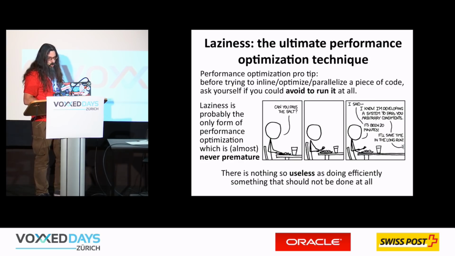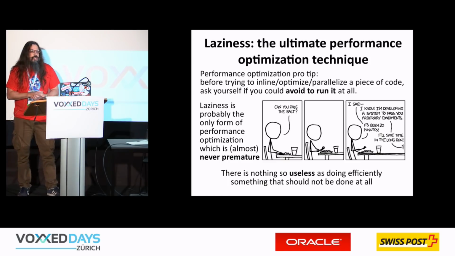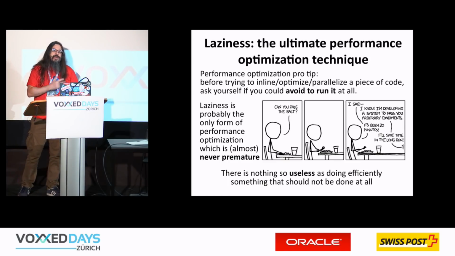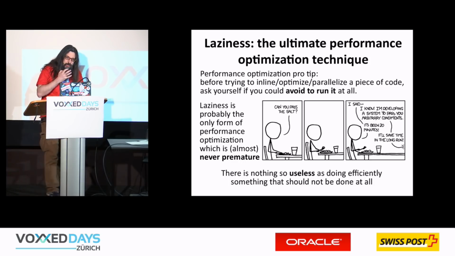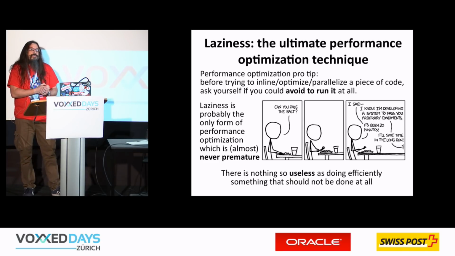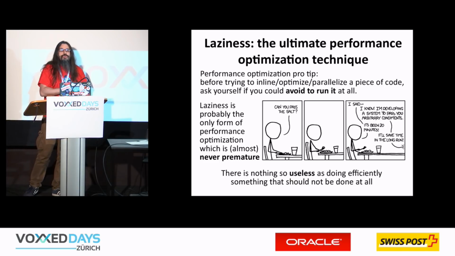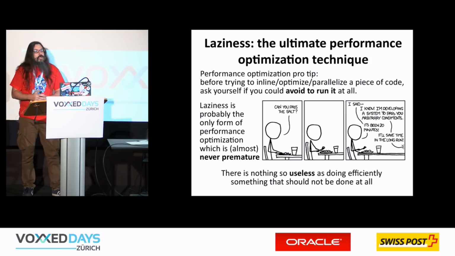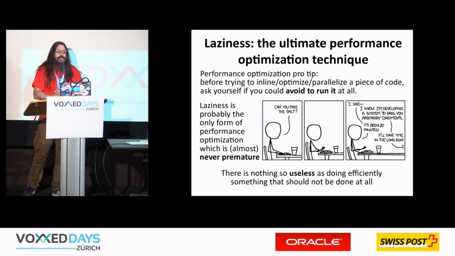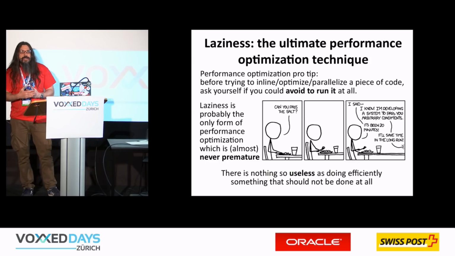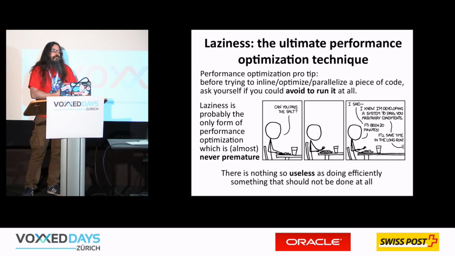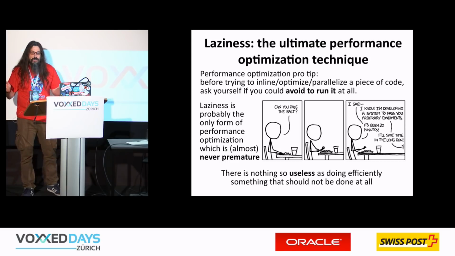Okay. So to cut it short, laziness is the ultimate performance optimization technique, okay? Why? Because there isn't anything more efficient than not doing something at all. You can do something very, very fast, but probably what you're doing very, very fast is not useful at all. So why are you doing it? The most efficient thing is not doing it at all, right?